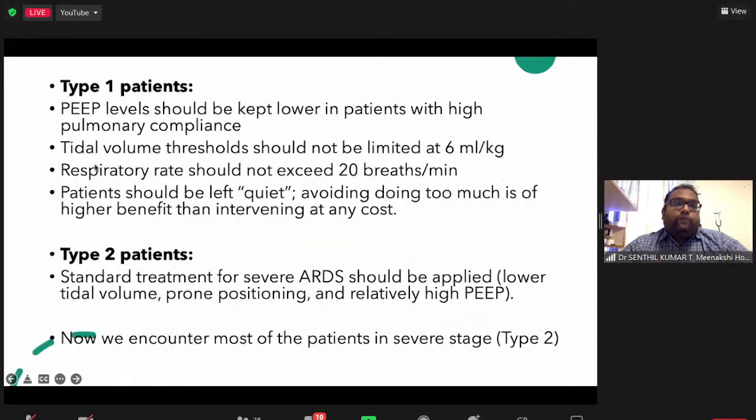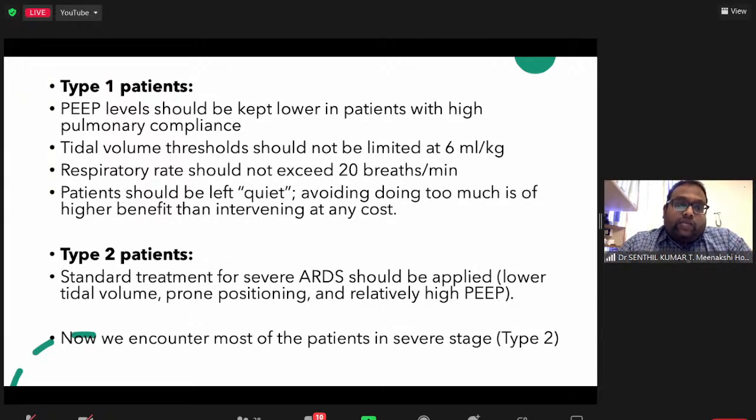So in type 1 patients, the peak pressure should be kept low, because the patient's lung itself has a higher pulmonary compliance, to avoid any lung injury with interventions. And the tidal volume should not be limited to 6 ml per kg, thereby preventing passive collapse of the lungs. The respiratory rate should not be high, and during this phase, most of the time, if we leave the patient with just oxygenation therapy, it will benefit more than intervening at this stage.